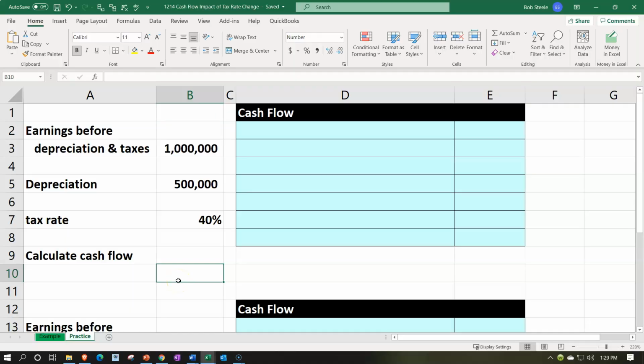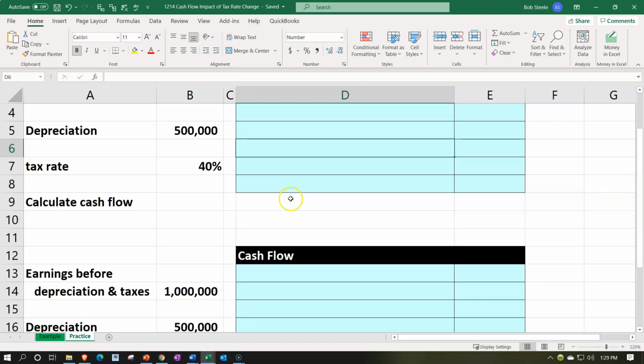Here we are in our Excel worksheet. If you have access to the Excel worksheet and would like to follow along, note that we are in the practice tab as opposed to the example tab, the example tab, in essence, being an answer key. We have the information on the left-hand side, populating that into the blue area on the right-hand side.